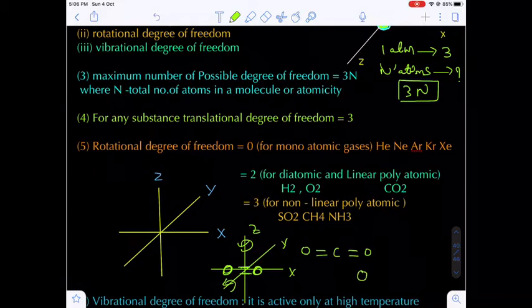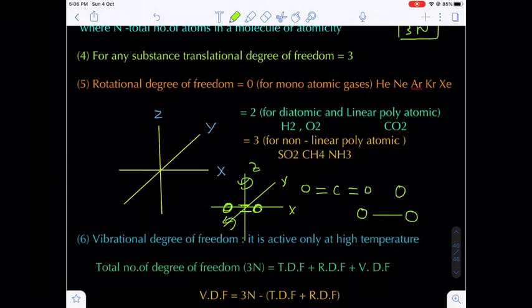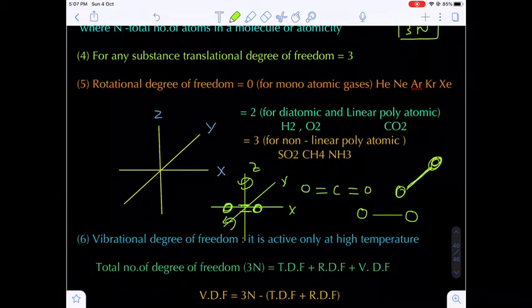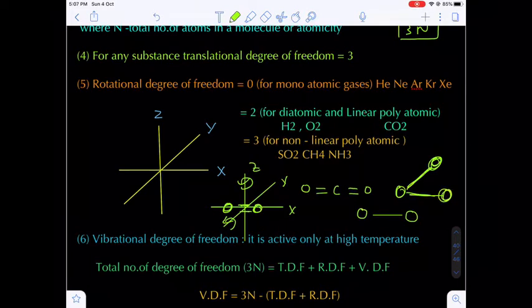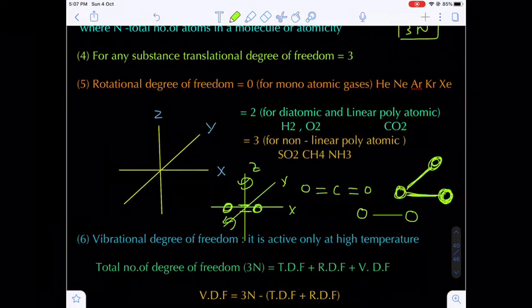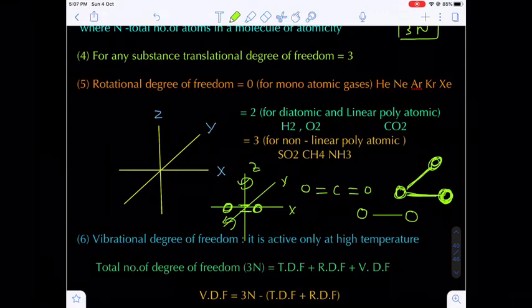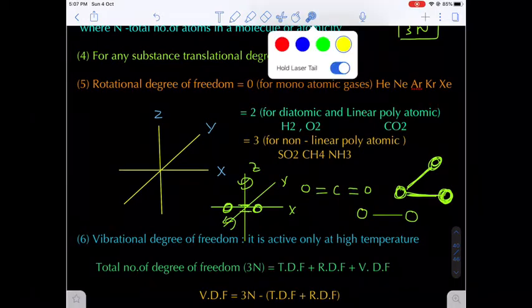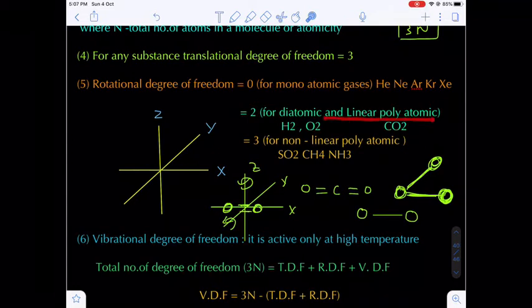It is dependent, because one oxygen atom is bonded with another oxygen atom. So this oxygen atom is fixed and it can move along the y-axis or z-axis. Only one axis, its own axis, along which it could not rotate, because the relation would be with the other oxygen. That means here we have to consider only 2 rotational degrees of freedom. For whom? For diatomic as well as linear polyatomic gases, we have to consider only 2 rotational degrees of freedom.